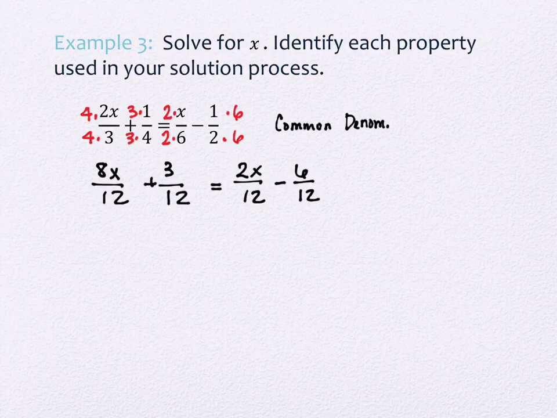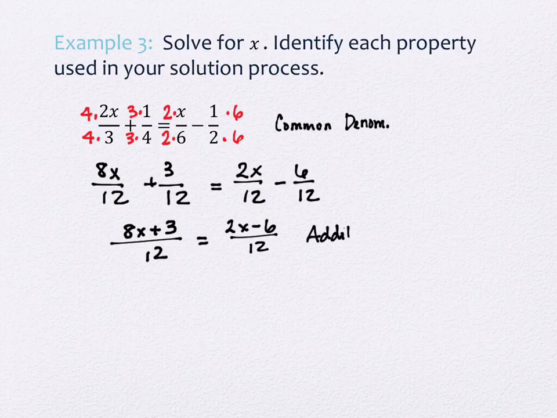Again, several different things I could do next. One thing you might want to do is to go ahead and make single fractions on the left hand and the right hand side because the denominators match, right? So we could go ahead and say, okay, well this is (8x plus 3) over 12 equals (2x minus 6) over 12. And what we really did to do that is that we used addition of fractions or rational numbers.